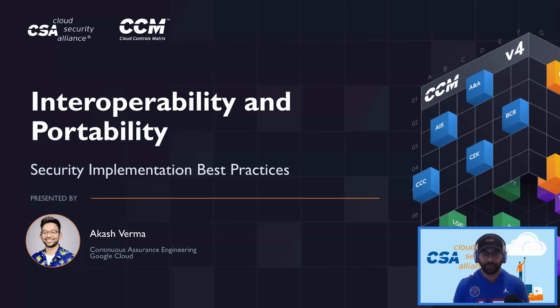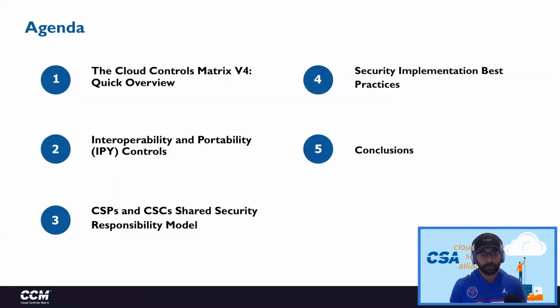Welcome to the next series of videos for the CSA Cloud Control Metrics, which is going to be on the domain of interoperability and portability. My name is Akash Verma, and I work in the continuous assurance engineering org of Google Cloud. What that basically means is my role and responsibility is to make sure that, as a cloud service provider, for whatever controls we have, we maintain a 24/7 365 view, I would say continuous controls monitoring, over all our security and privacy controls.